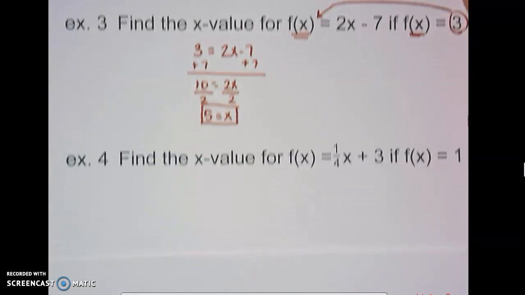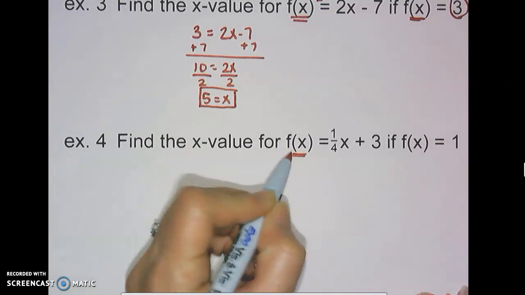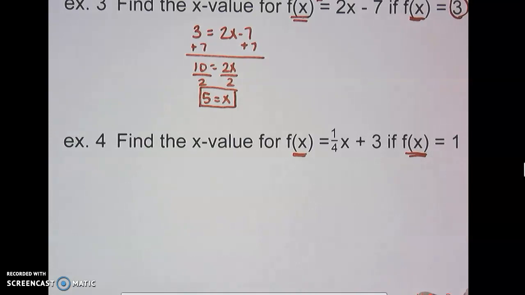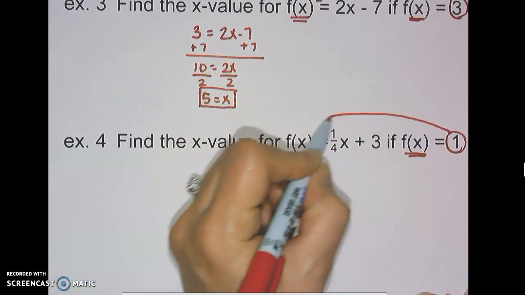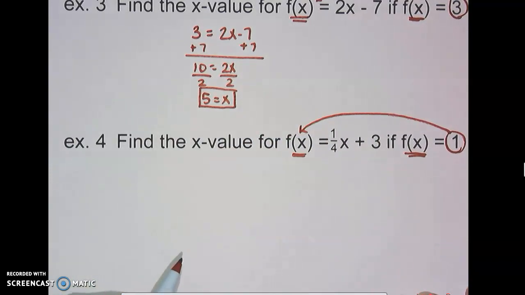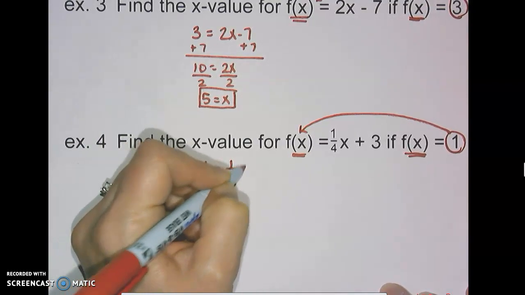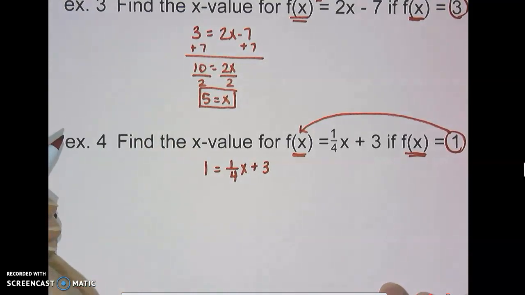So let's look at one more of these. We're going to find the x value for f of x equals 1/4 x plus 3 if f of x equals 1. Since this f of x is the same as this f of x, that 1 is not in the parentheses here, so we're not substituting it in for this x. We're replacing this entire f of x with that 1. Okay, we're substituting. So we're going to have 1 equals 1/4 x plus 3. Ultimately, what we're doing here is we're just setting both of those equal to each other and then solving.